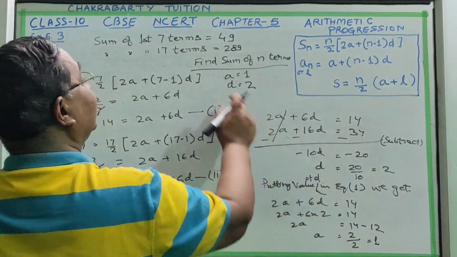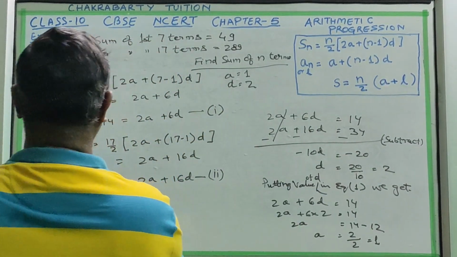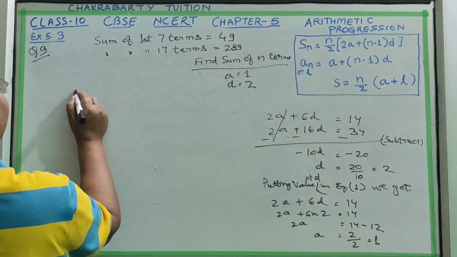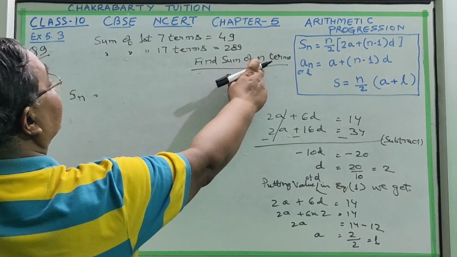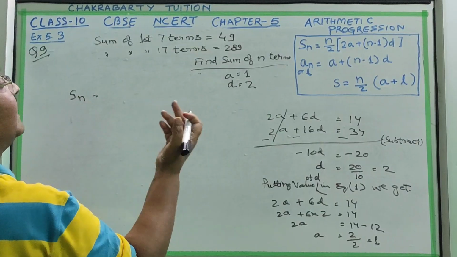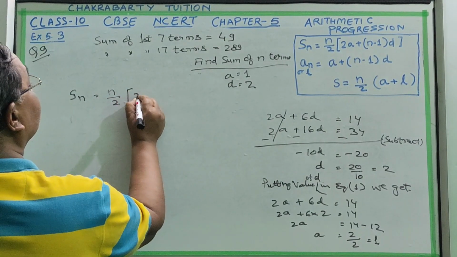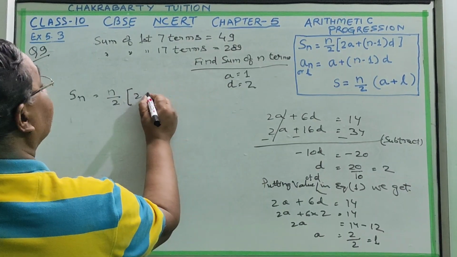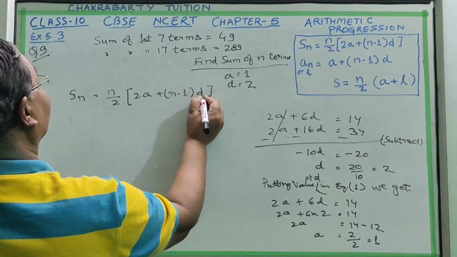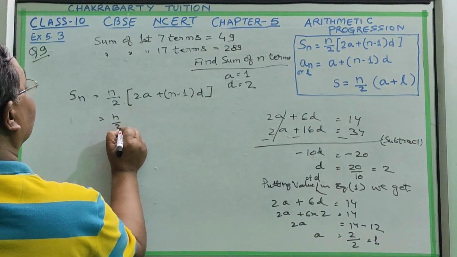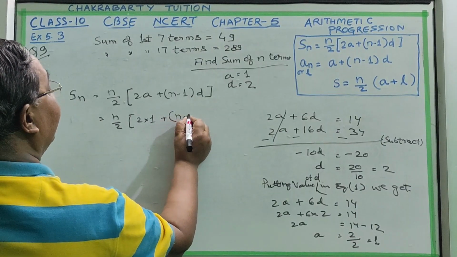Now we will find the sum of n terms. The number of terms is not given, only n is given, so wherever it is required we will take n. The sum of n terms, Sn, is equal to n upon 2 into 2a plus n minus 1 into d. This is your formula.